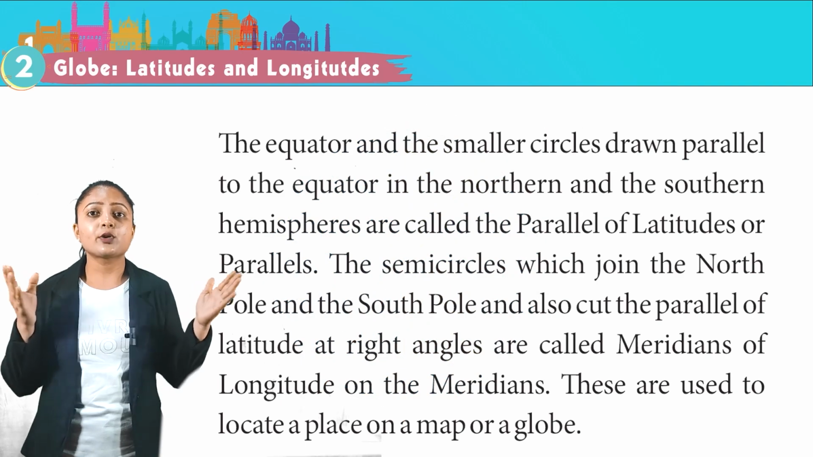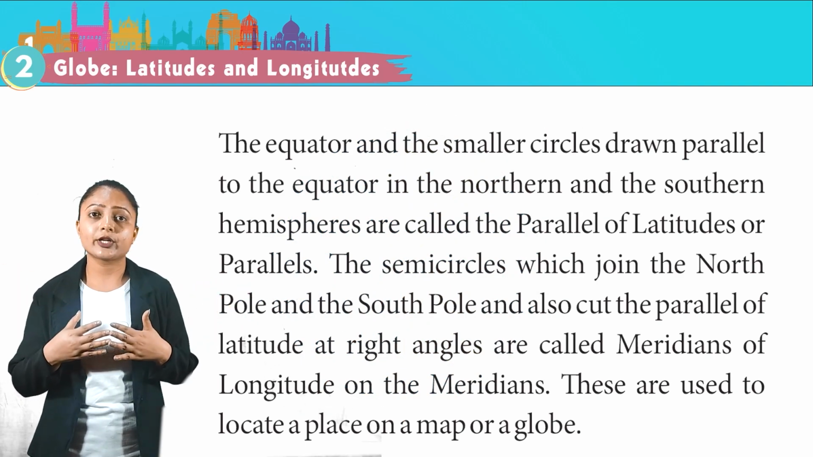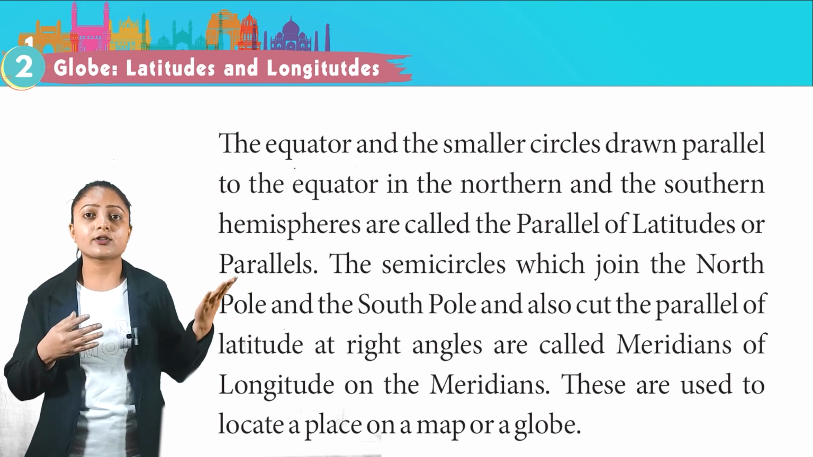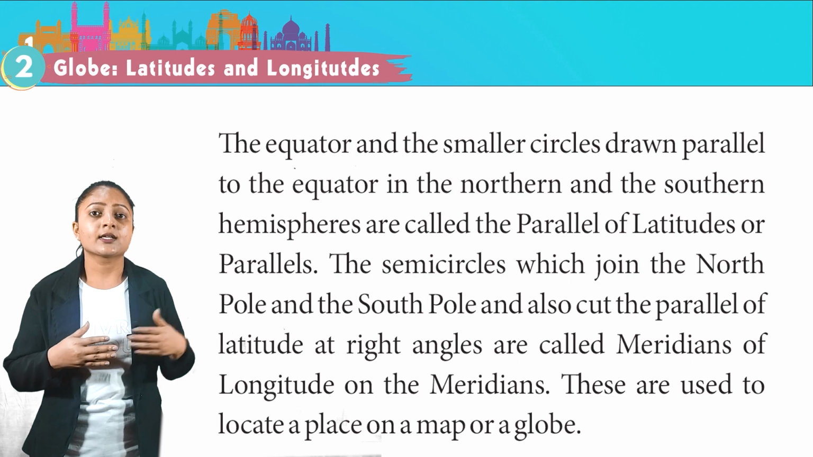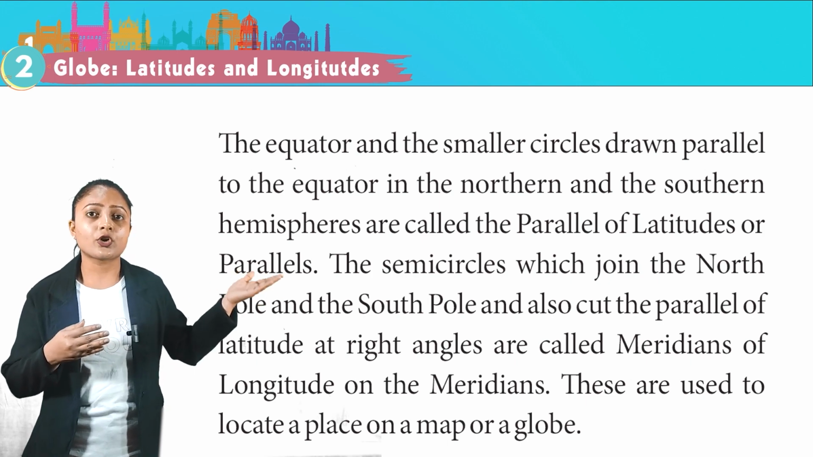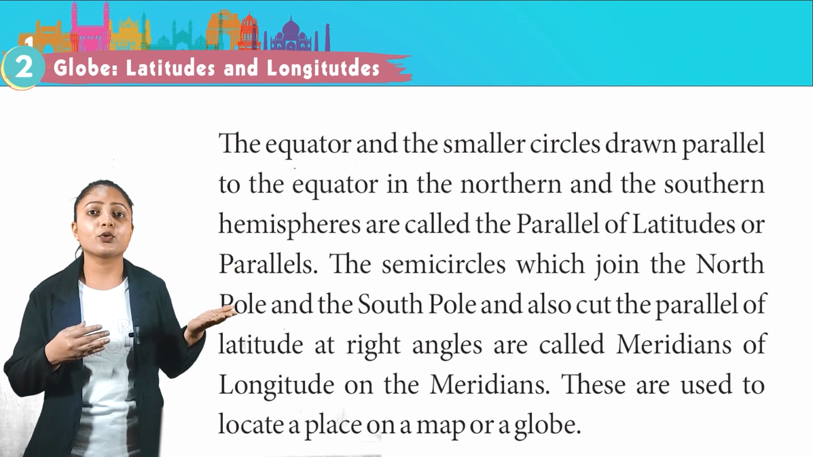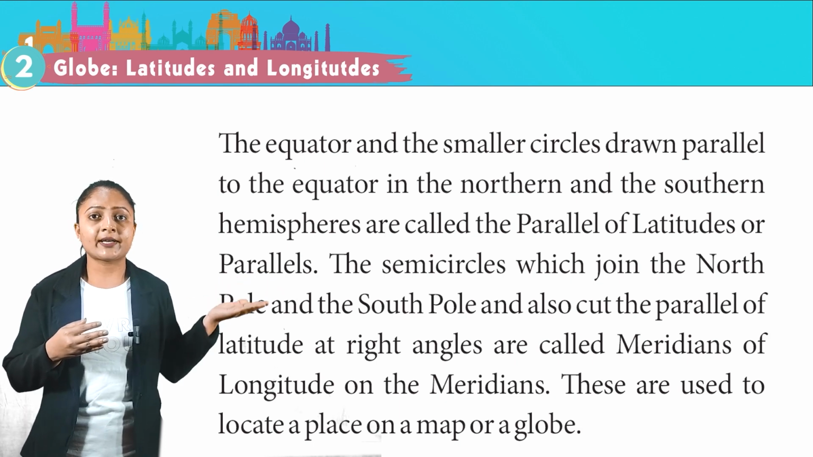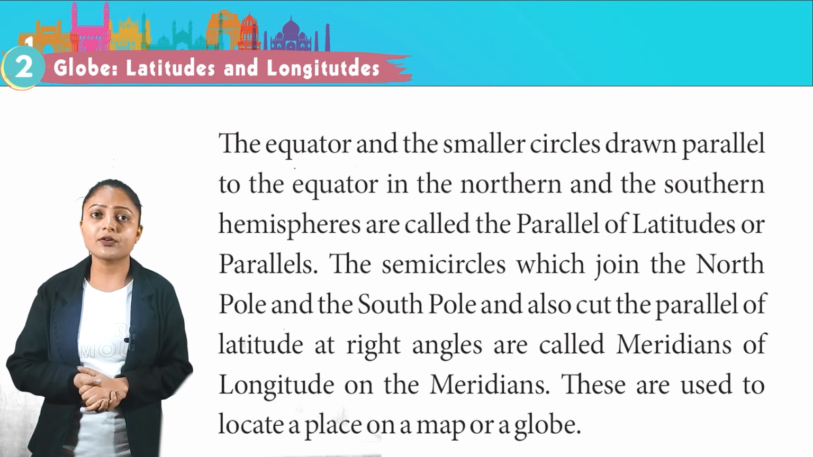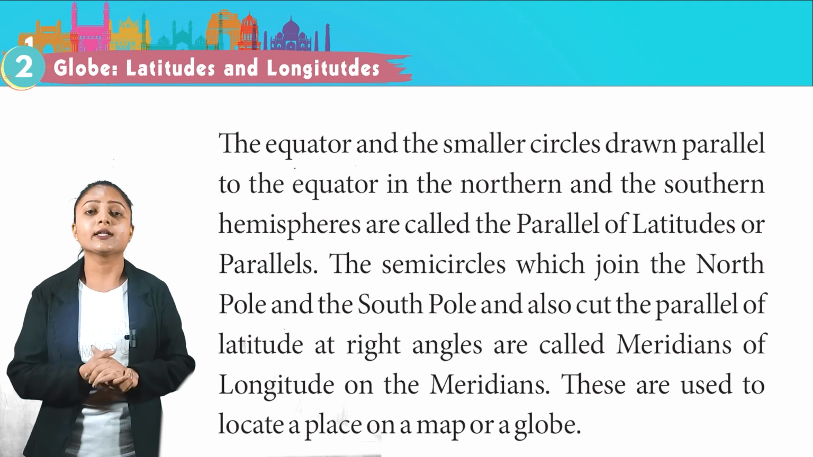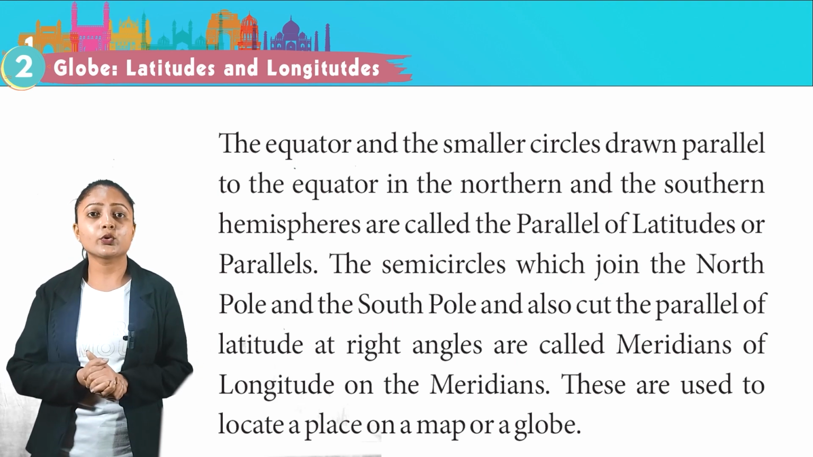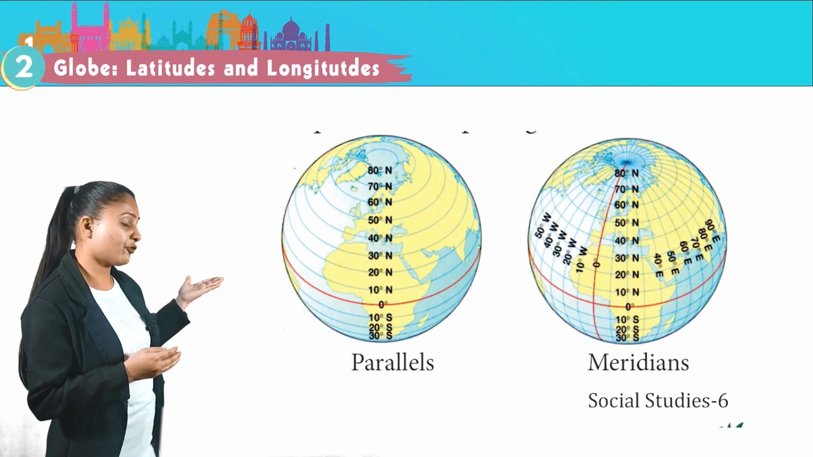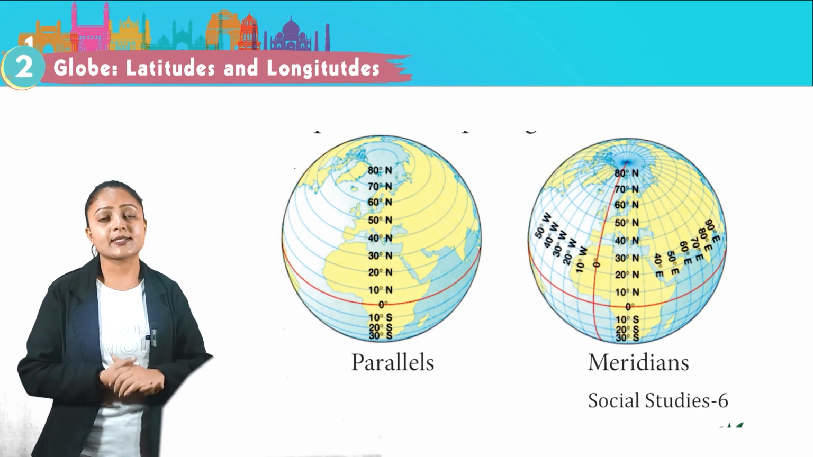The equator and the smaller circles drawn parallel to the equator in the northern and southern hemispheres are called the parallels of latitudes or parallels. The semicircles which join the North Pole and the South Pole and also cut the parallels of latitude at right angles are called meridians of longitudes. These are used to locate a place on a map or a globe. These are the images of parallels and meridians.